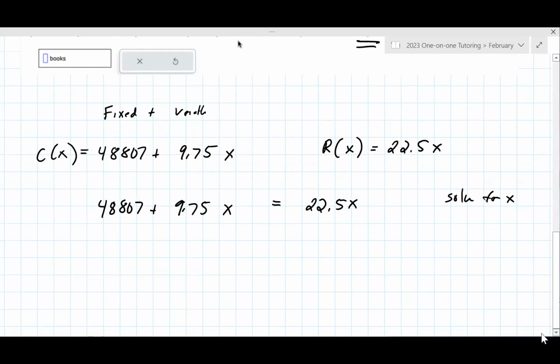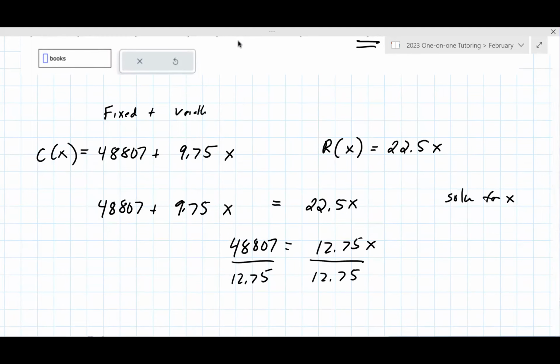In this case, you're going to subtract that 9.75x from both sides. So that is 12.75x. 48,807 equals 12.75x. Divide both sides by 12.75. And then I got 3,828. Yes. Okay, perfect. That was simple. I think I just get confused with how they word it, or what it's asking.